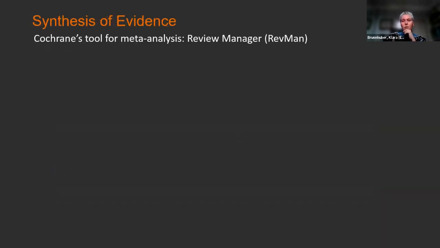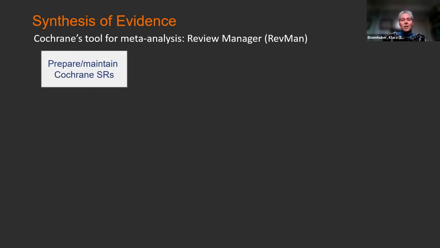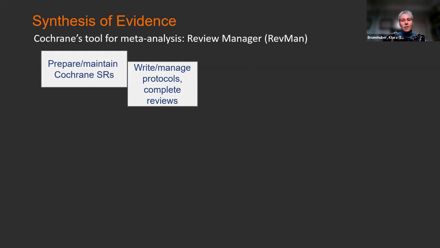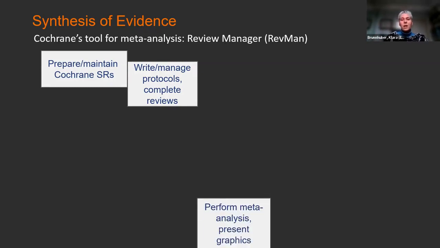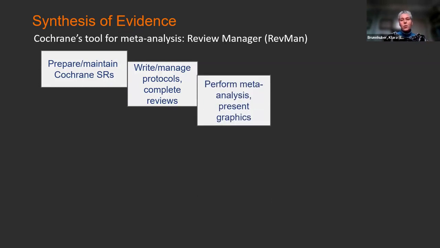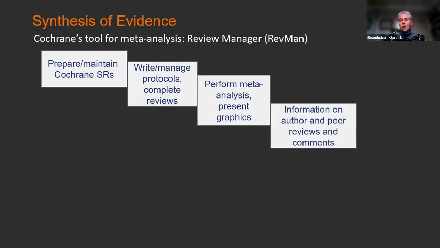There is a wonderful Review Manager, RevMan, tool developed by the Cochrane Collaboration for meta-analysis. This is also what we've been using in our guideline tool, and it helps you through all the steps of conducting a systematic review, Cochrane style, which currently I would say is the gold standard of systematic reviewing. It helps you with managing the protocols, completing your reviews on time, performing the meta-analysis, which is what we have used it for, and also creating these forest plots, and also capturing the risk of bias assessments.